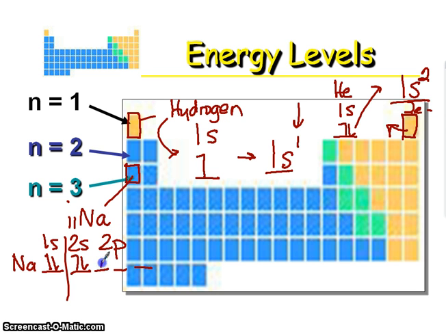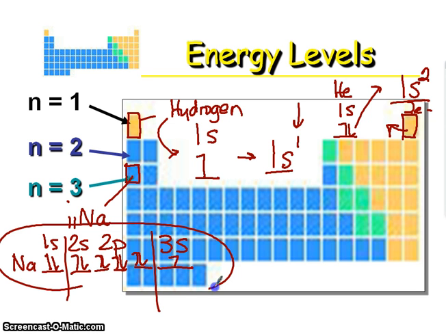So we've got 2, 4, 5, 6, 7, 8, 9, 10. We're now up to 10. We still have 1 more electron. Where's that electron going to live? It's going to live on the third floor in the S apartment. So our orbital diagram for sodium would look like this. This is showing us the addresses of all the electrons in the sodium apartment.